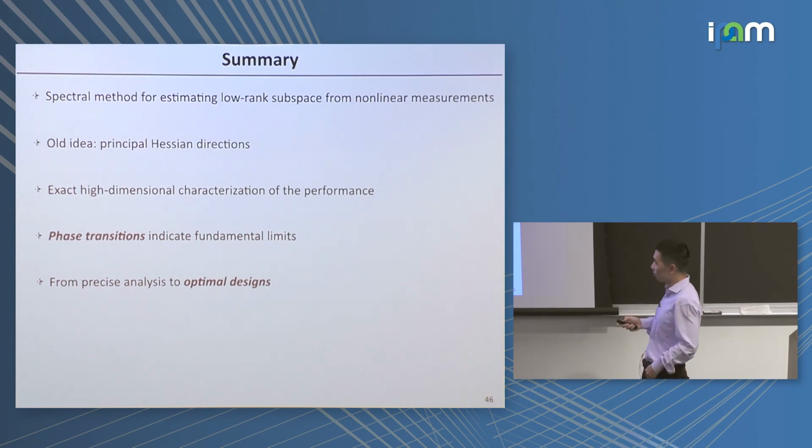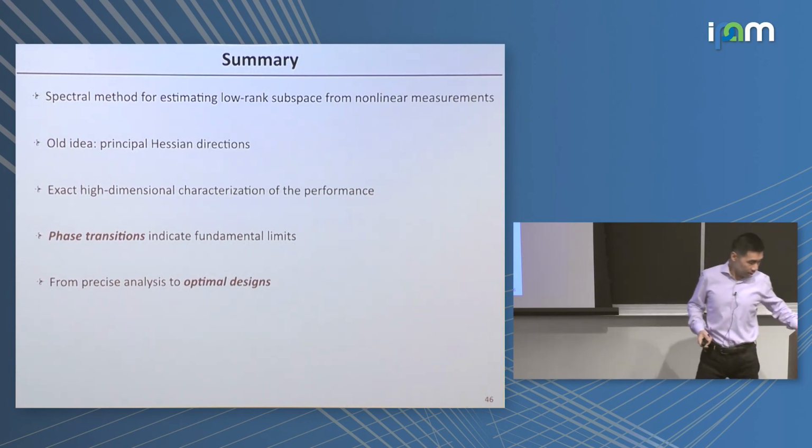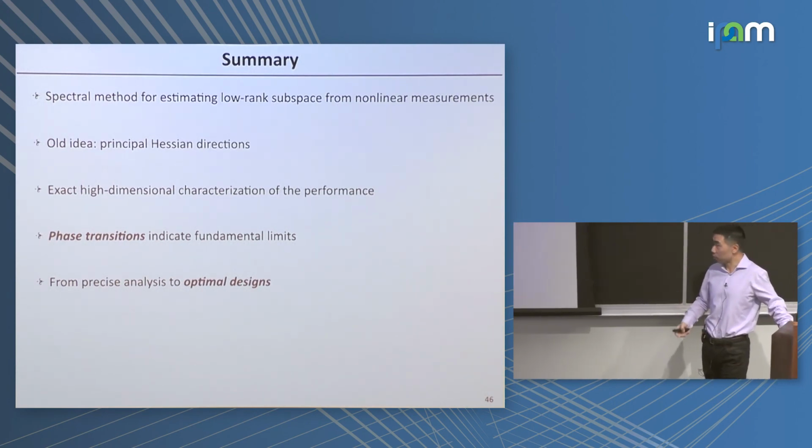There are phase transitions, and what I particularly like is the implication of having knowledge about this asymptotic prediction: you can start doing optimal designs, and from the optimal design you can get better performance in terms of correlation.